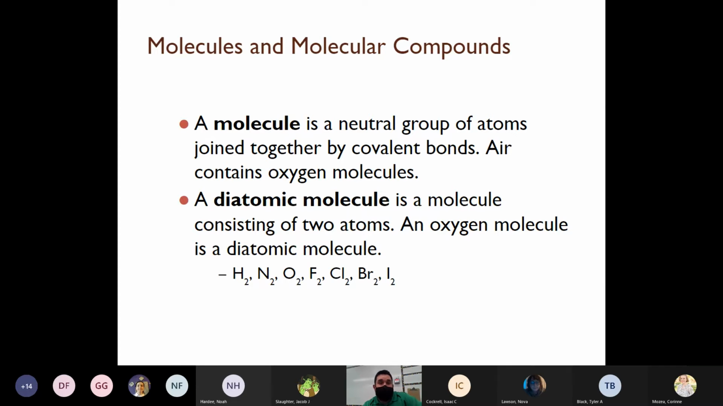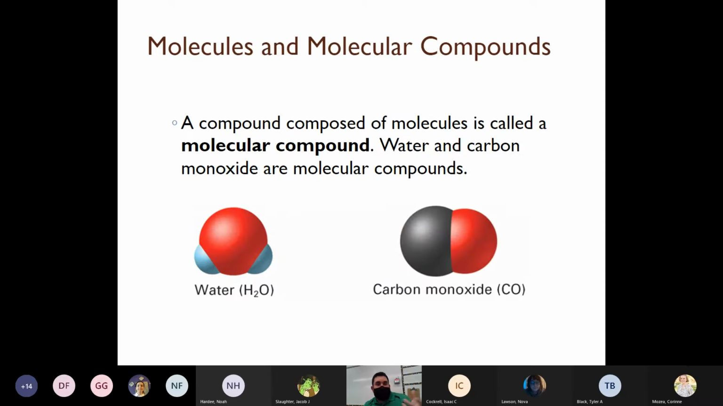You have hydrogen is diatomic with 2 atoms bonded together. Nitrogen is diatomic. Fluorine, chlorine, bromine, iodide. A lot of those nonmetal gases are diatomic. They'll bond together to form a molecular compound. Water is a molecular compound. Hydrogen and oxygen are going to share the electron. They're going to be bonded together, and you get a ratio of H2 and O for water.